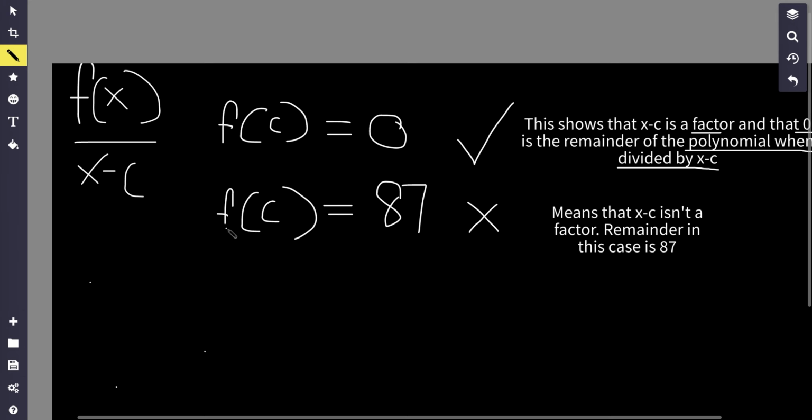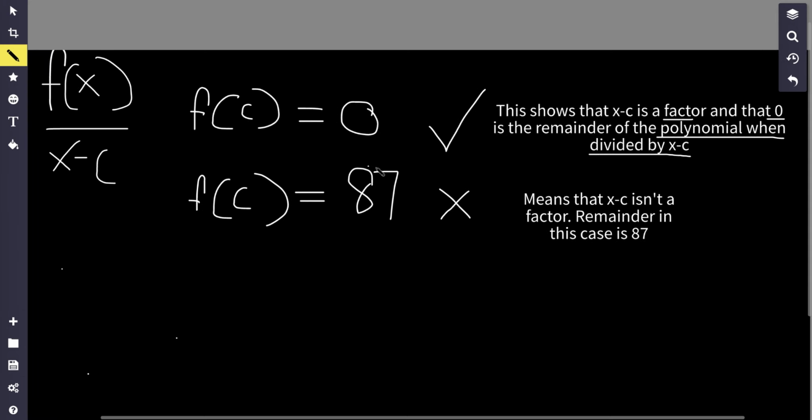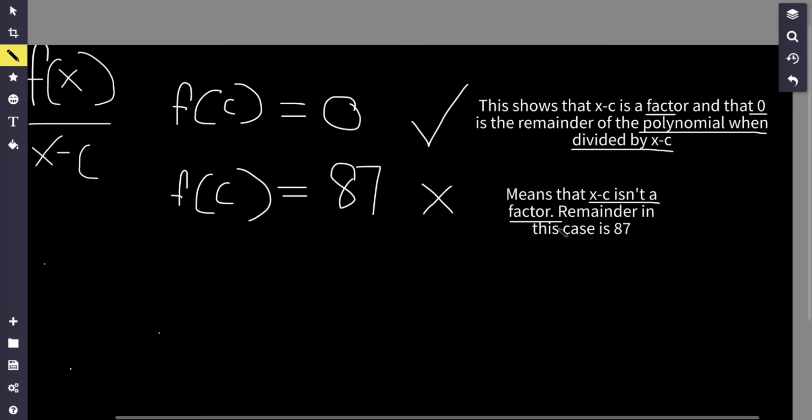And let's say f of c is not equal to 0 when you plug it in, let's say it's equal to 87. This means that x minus c is not a factor, and that means that the remainder in this case is 87.